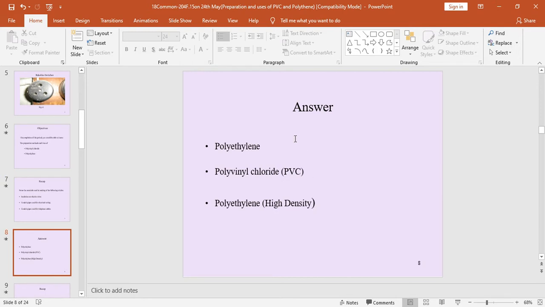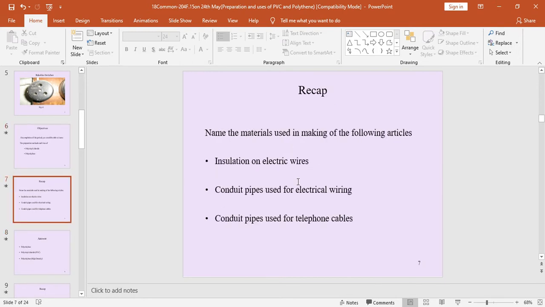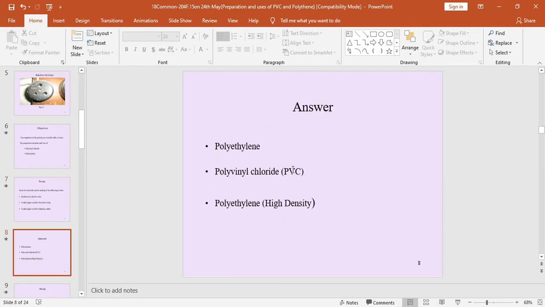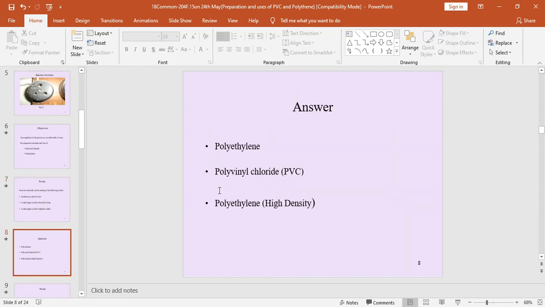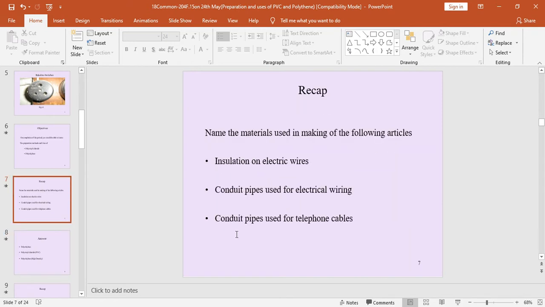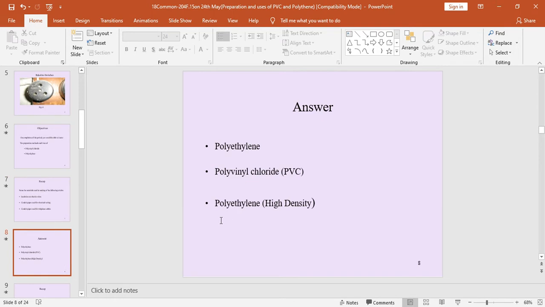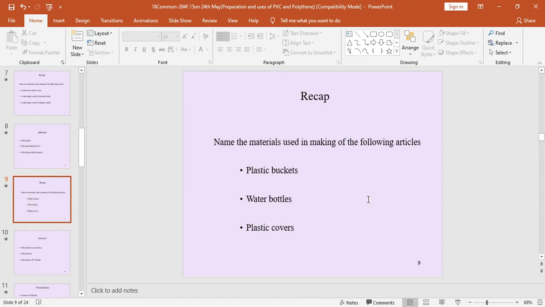See here, for insulation on electric wires we use polyethylene. Conduit pipes used for electrical wiring we use PVC. Conduit pipes used for telephone cables we use high density polythene. So these are examples to understand PVC and also polythene, right?